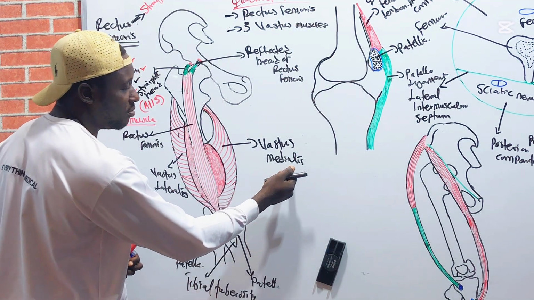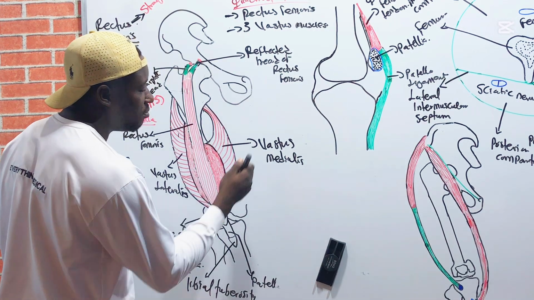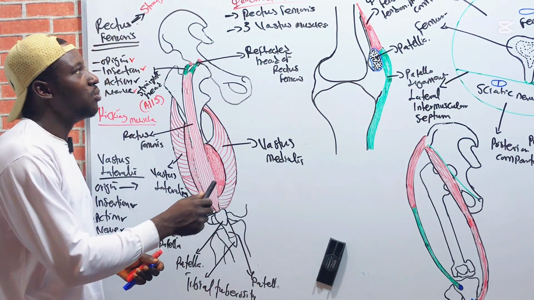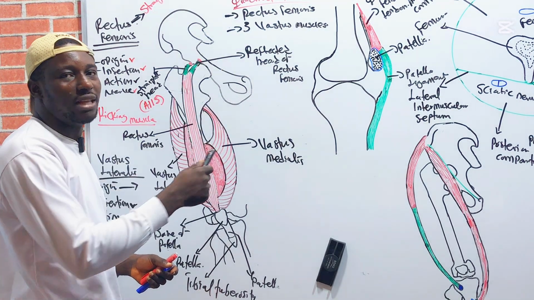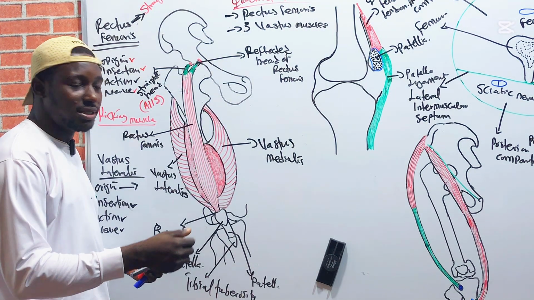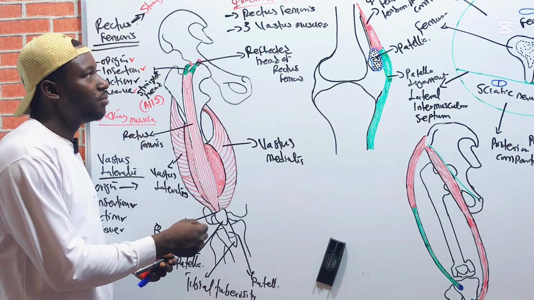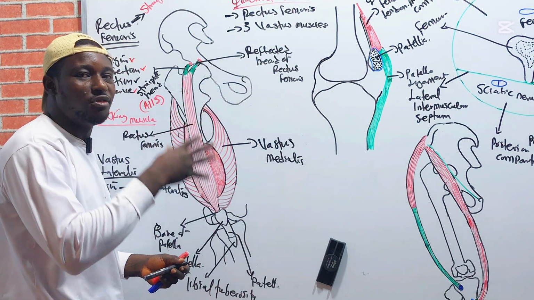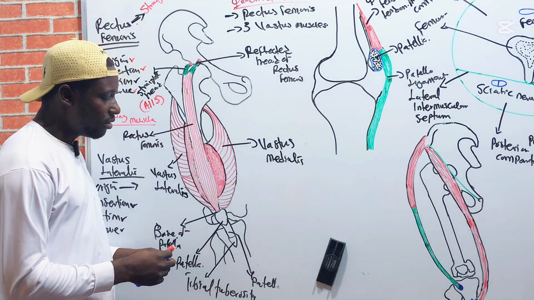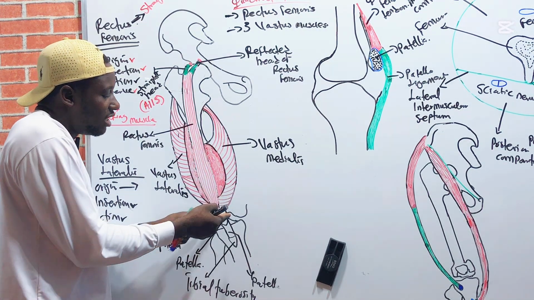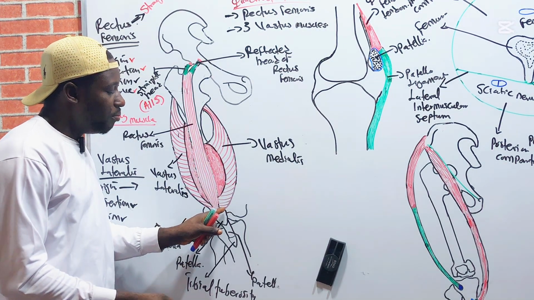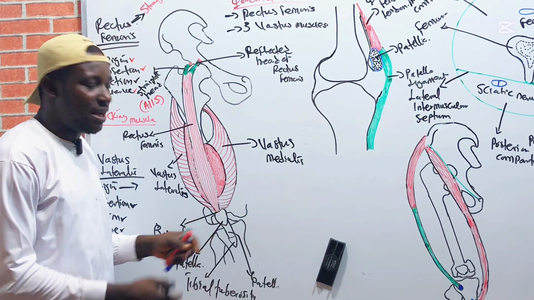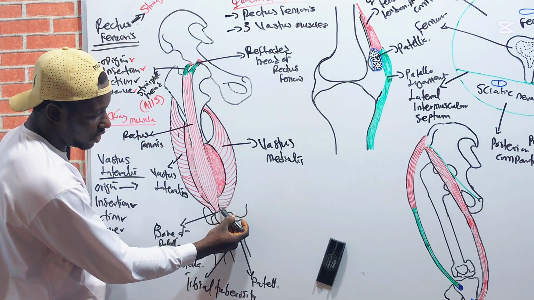Okay. The insertion of the vastus medialis. The vastus medialis muscle is inserted alongside the quadriceps femoris tendon. That is to say that the tendon unites with the quadriceps femoris to form the quadriceps femoris tendon. Now, it also inserts at the medial aspect of the base of the patella. You can see it at this region.